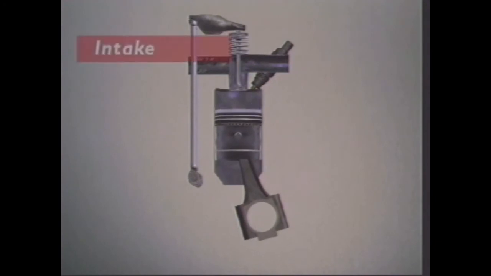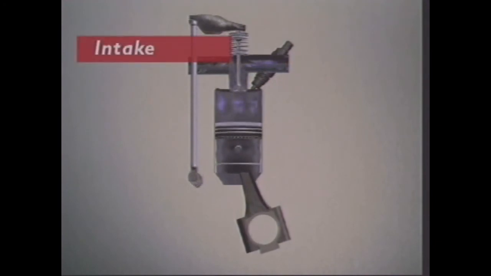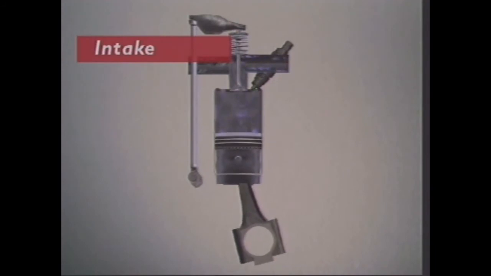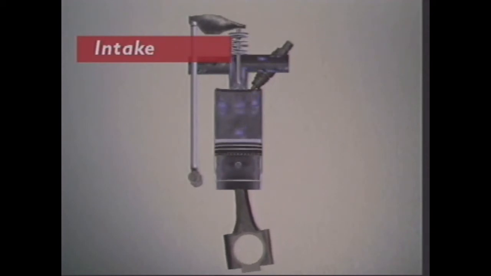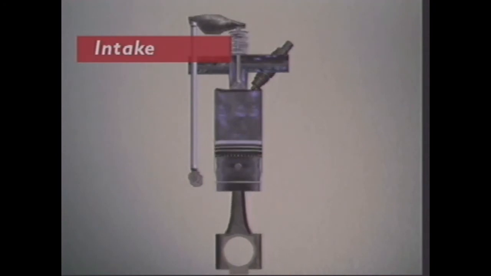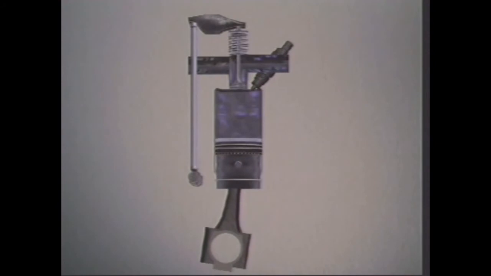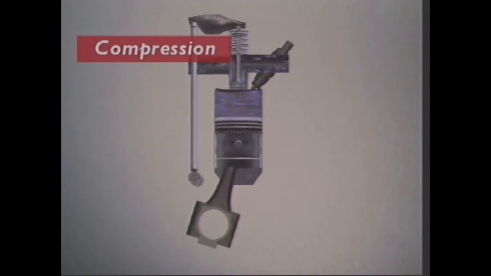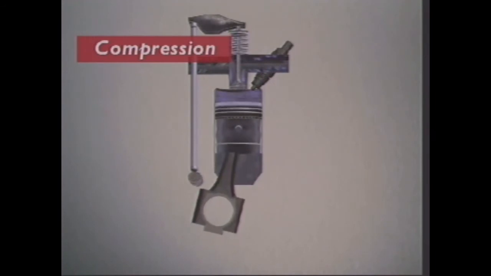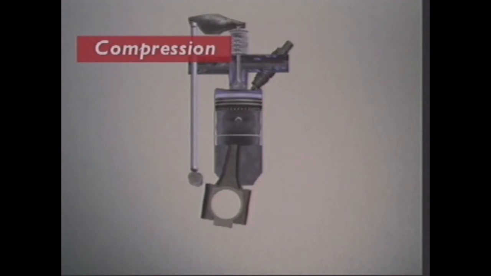In intake or induction, the inlet valve opens and the piston starts to move down from top dead centre. Air enters the cylinder through the inlet port. When the piston reaches bottom dead centre, the cylinder is full of air. The inlet valve closes. The piston starts up from bottom dead centre. The exhaust valve is closed, so the cylinder is sealed. The piston's upward motion compresses the air. When the piston reaches top dead centre, the air is compressed to about 1/16 of its original volume.